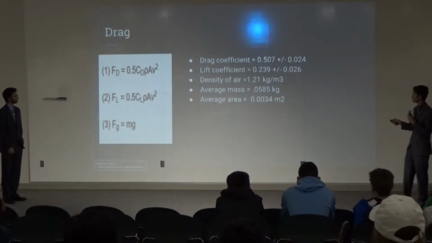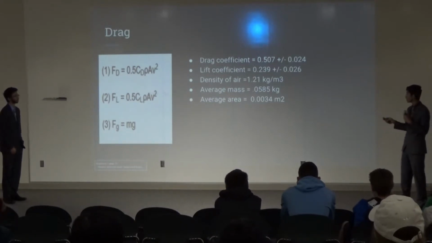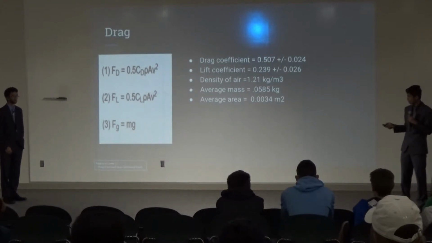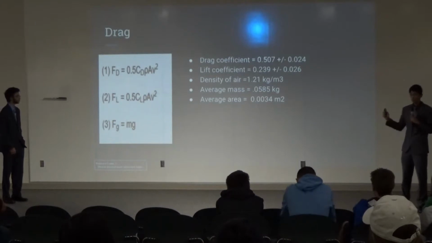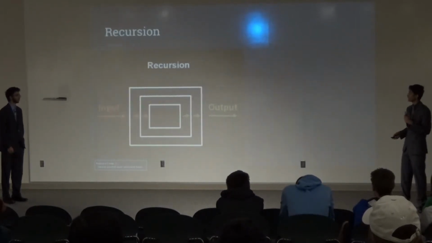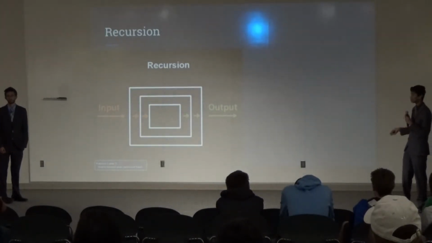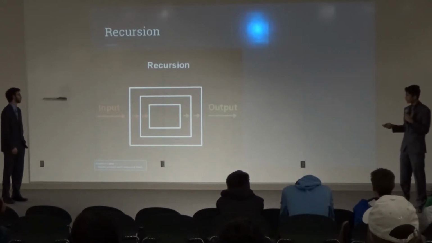The average area is 0.0034 meters squared. So that's how he provided me everything I needed to fulfill the drag and the lift equations, except the velocity, which my partner gave me. Secondly, this was a large part of research dedicated to my project.